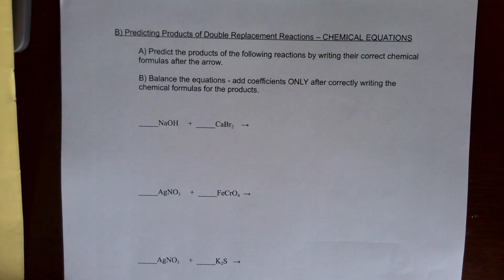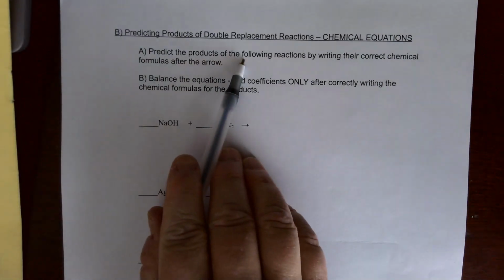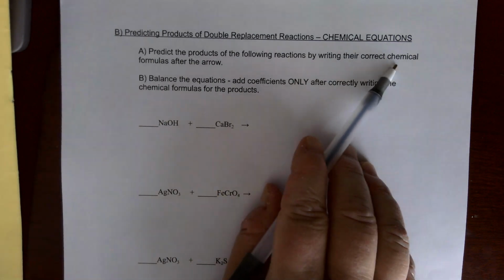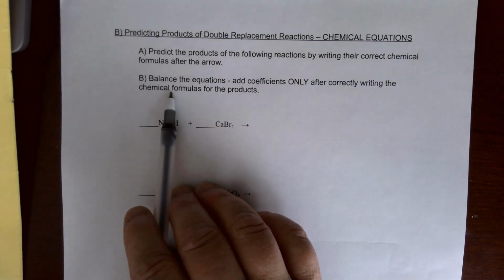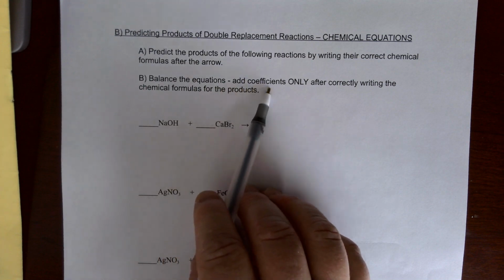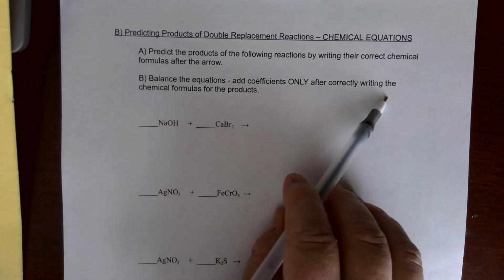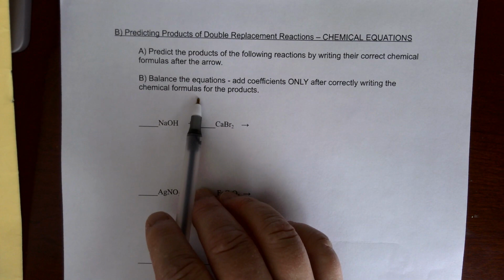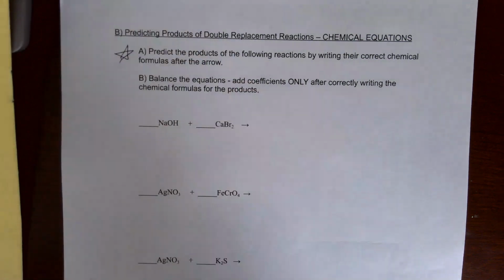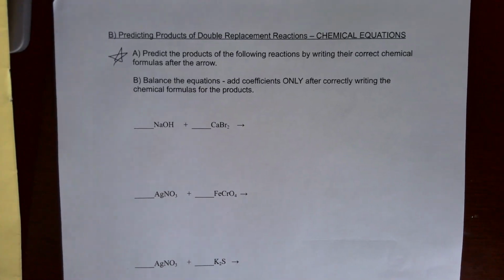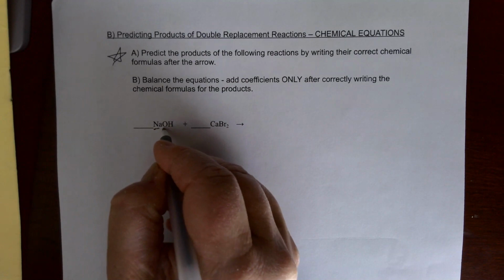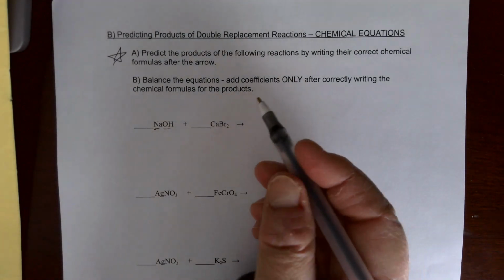The first thing we are going to do is predict the products of the following reactions by writing their correct chemical formulas after the arrow. And then it says to balance the equations, add coefficients only after correctly writing the chemical formulas for the products. So first and foremost, we have to predict the products. So here's how I'm going to suggest you do it. Name these chemical formulas first, right?